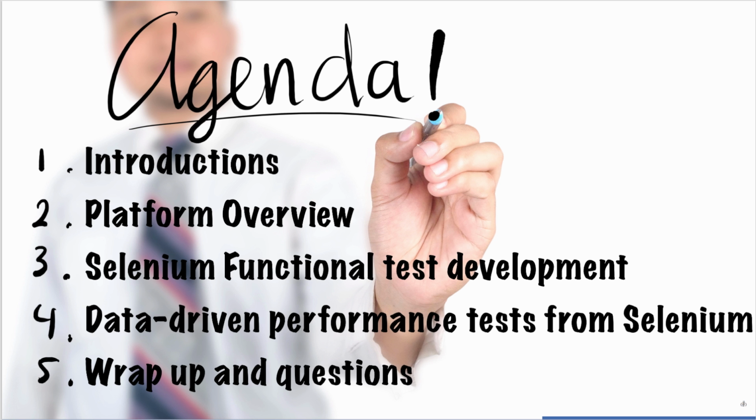And this is the agenda. We're going to do some introductions of people we've got around the table on our side. Give a little bit of a platform overview on how the platform works, and then go through some Selenium functional test development to use for functional testing, and then some data-driven performance tests from Selenium. We'll also show you how the designer functionality works within the Appvance platform as well, and then we'll wrap up and have questions, and we'll hopefully get through this quickly so you can all get back to your day. So let's start with introductions.